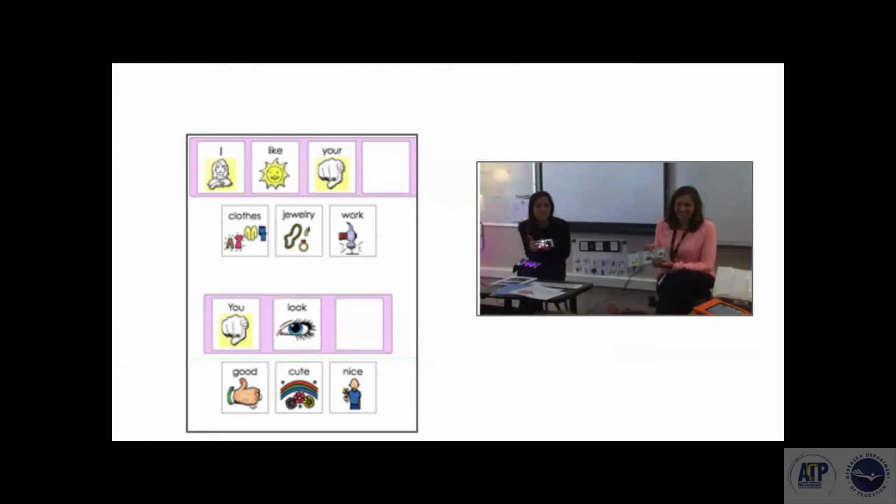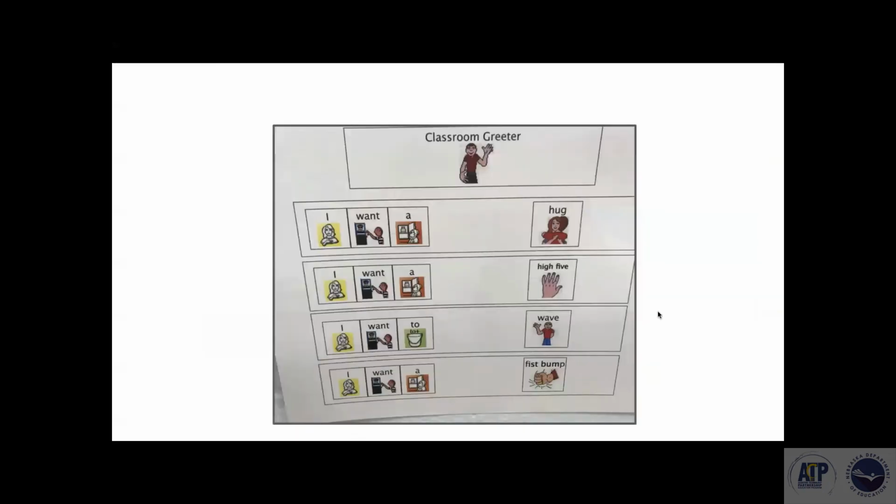This says, I like your blank. You look blank. We had a student that would look at people's shoes and just say, shoes, shoes, shoes. And then once we gave her this visual guide and we practiced using it, she would remember every time she'd go to say shoe, she'd look at it and she'd say, I like your shoes. And it puts it into context.